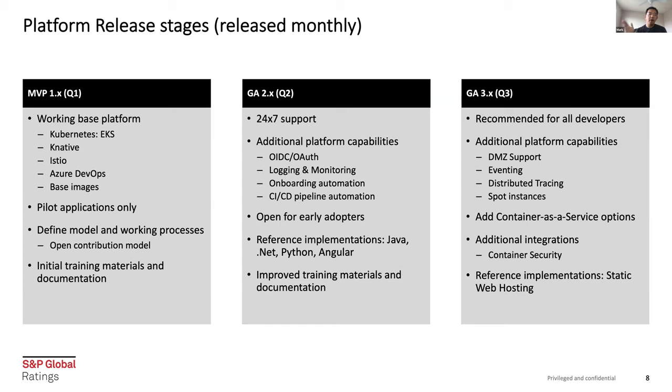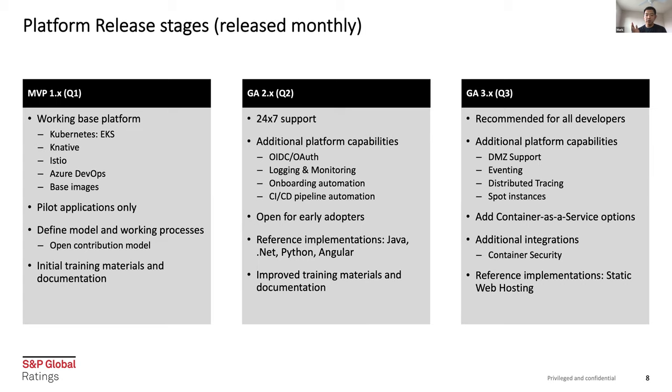So every month we have a platform release. MVP1 was that we have a base platform, right? So we have Kubernetes, we have Knative, we have Istio, we have Azure DevOps for CI/CD, and then we have a set of pilot applications. So that was able to go live. And then we also defined this model to collaborate with engineers from different groups. And then fast forward to 2.0.